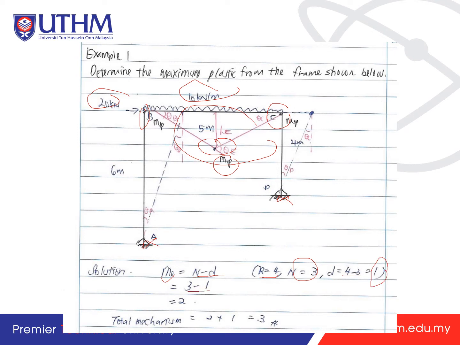So the redundant is 4 minus 3, which is 1. So 3 minus 1 is 2. The total mechanism is 2 plus 1, which is 3, meaning that you need to consider 3 mechanisms. One is the sway caused by the 20 kilonewton, another is the beam mechanism from the 10 kilonewton per meter, and another is the combined version. So this is 1 plus 1 plus 1, equal to 3 mechanisms.